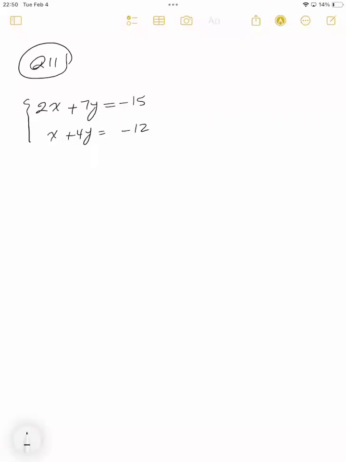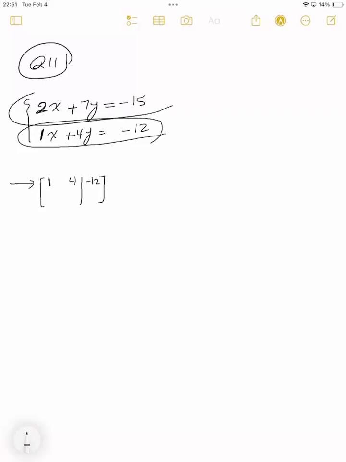So when you create these augmented matrices, you want to have a 1 here if it's possible. So in other words, I look at these equations. Do you see I have a 2 and I have a 1? So I'm just going to write this equation first, which is 1, 4, and negative 12. And then write this equation, which is 2, 7, and minus 15. And that is totally fine.